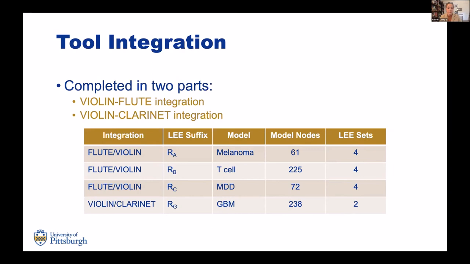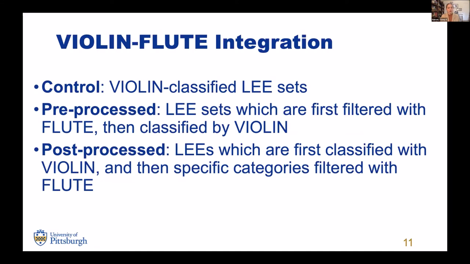For the violin-flute integration, we wanted to investigate three approaches: a control method, where an LEE set is classified with violin only; a pre-processing method, where the LEE set is filtered first with flute before being classified by violin; and then finally a post-processing method, which is a more controlled filtering of specific LEE sets after they have already been classified by violin.